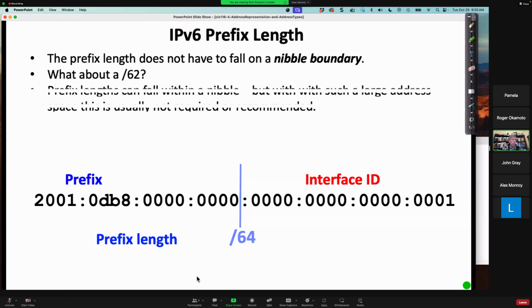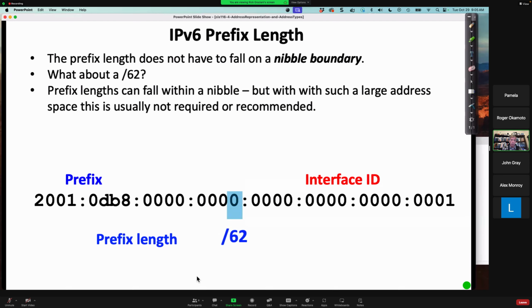What about 62? Can I do 62? That falls between the two. You can. We'll talk more about this on Thursday, but don't. Oh, unless you really, really have to. You don't need to. We have so many addresses in IPv6, you don't have to split a hexadecimal digit. And we'll talk more about that on Thursday.